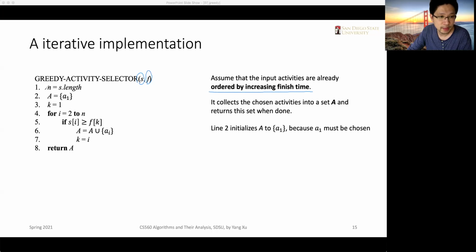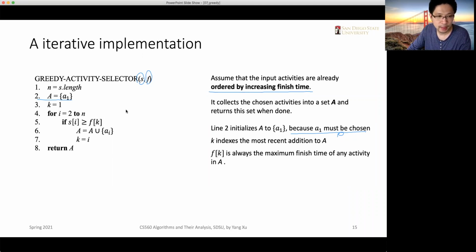And this second line of code simply initializes the set with A1, because A1 must be chosen as it is the first activity. And K is an index that indexes the most recent addition to the set A. And F of K is always the maximum finishing time of any activity in A, because it's the most recently added element to the set A.